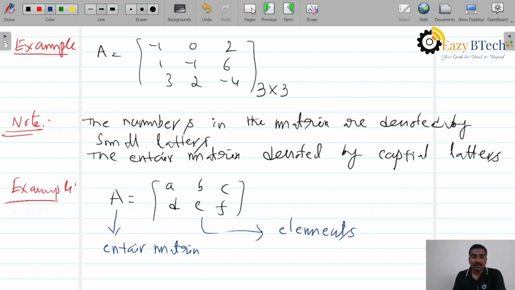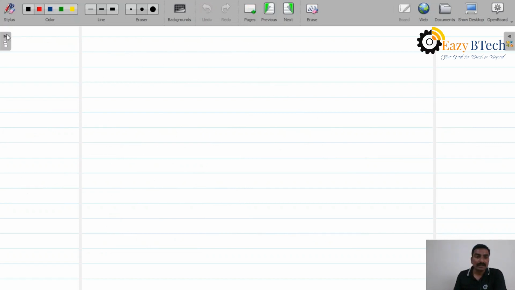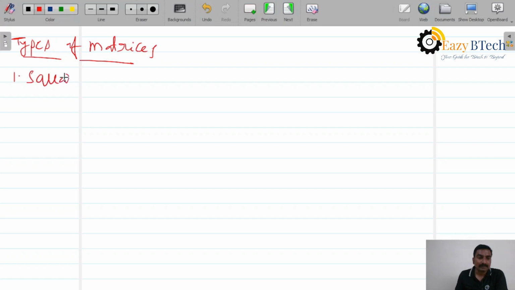Okay, now come to the next one: types of matrices. Now we have to discuss some of the important types of matrices. The first one is the square matrix.